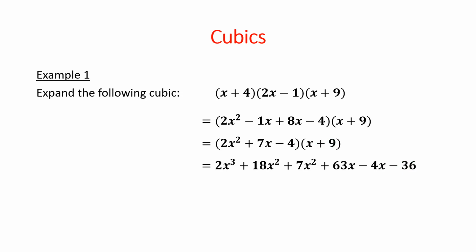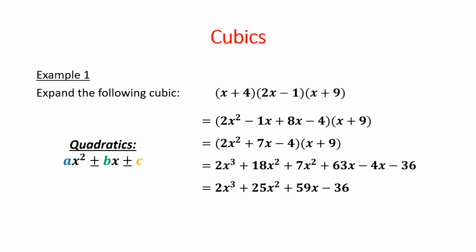Now, let's look for like terms and do the simplification. So, 2x cubed is the only part with an x cubed, so we'll leave that alone. And we have 18x squared plus another 7x squared, giving us 25x squared. Then we have 63 x's, take away 4 x's. That leaves us with plus 59 x's. And then we have minus 36 as our constant. There's the cubic that has been multiplied out.